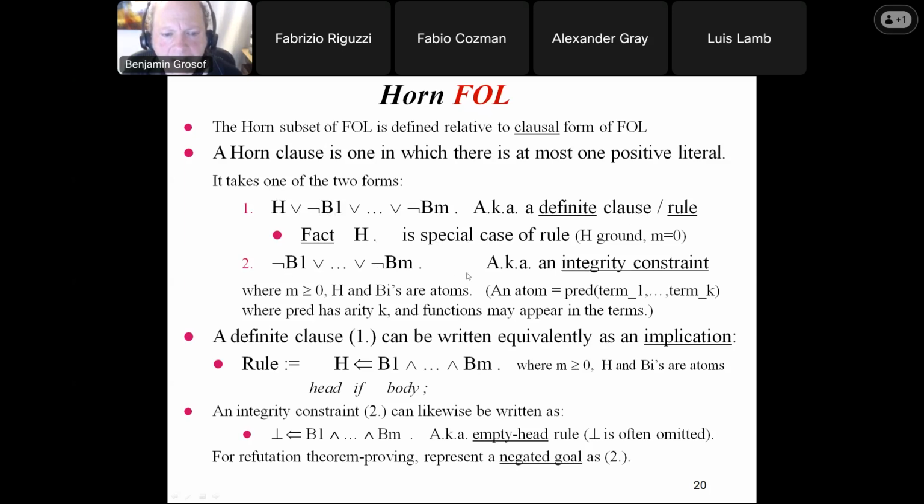There's also what's known as an integrity constraint, where there's no positive literal. A definite clause can be rewritten equivalently as an implication. H if the conjunction of the B sub i's, where the B sub i's and the H, once again, are atoms. The H part is called the head. The conjunction of those B sub i's is called the body. And this is a convention in LP that rules are defined in the form head if body.